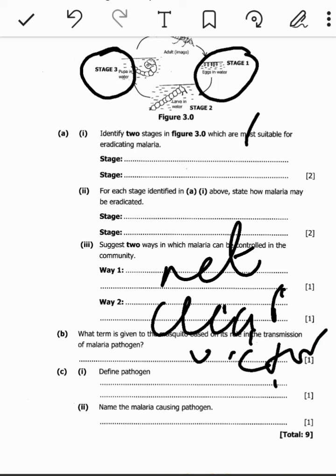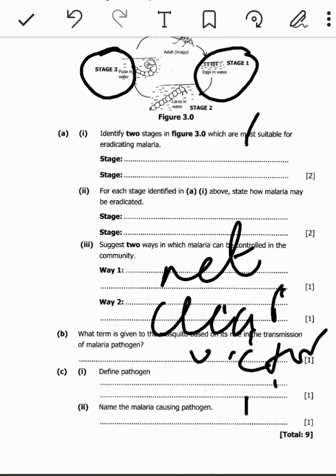Then we come to C. We're saying, define a pathogen. By definition, pathogens are disease-causing organisms, which are mainly microorganisms, small organisms. So in short, a pathogen is a disease-causing organism. Then the last one, we are saying, name the malaria-causing pathogen.